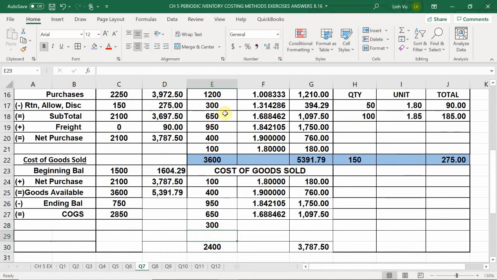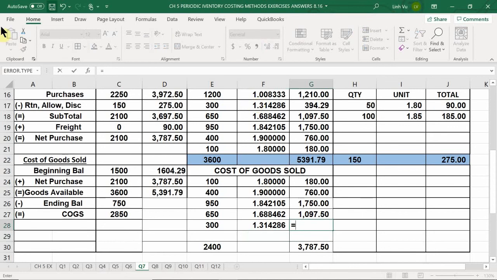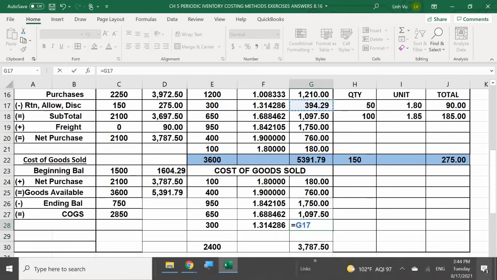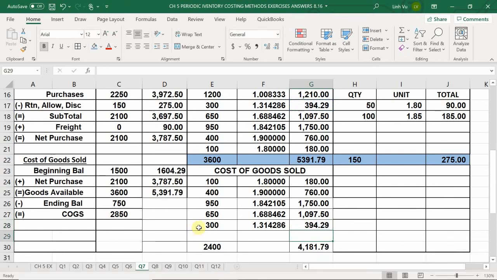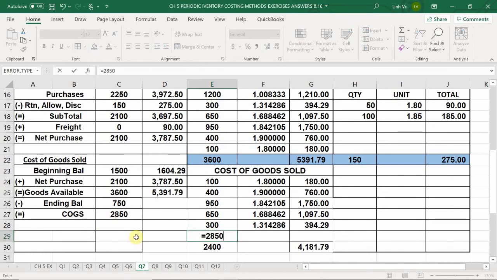300. We're going to sell 300. So we're going to get rid of this entire batch of inventory right here. Okay. Now we're at 2,400. Okay. And we need to get to 2,850. So how many more items do we need to sell? 450.